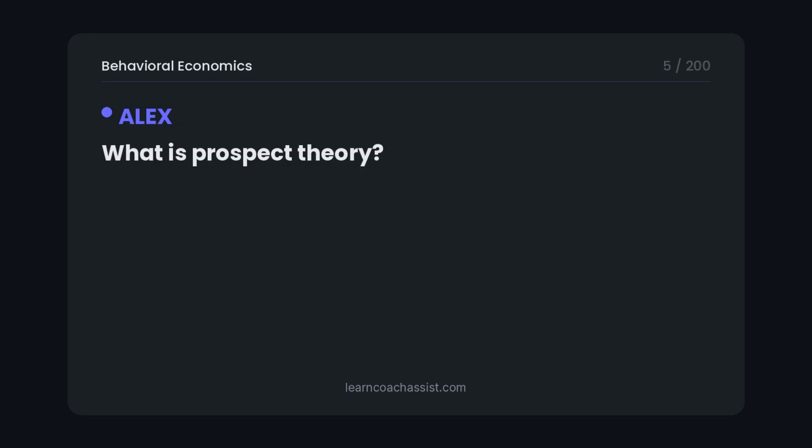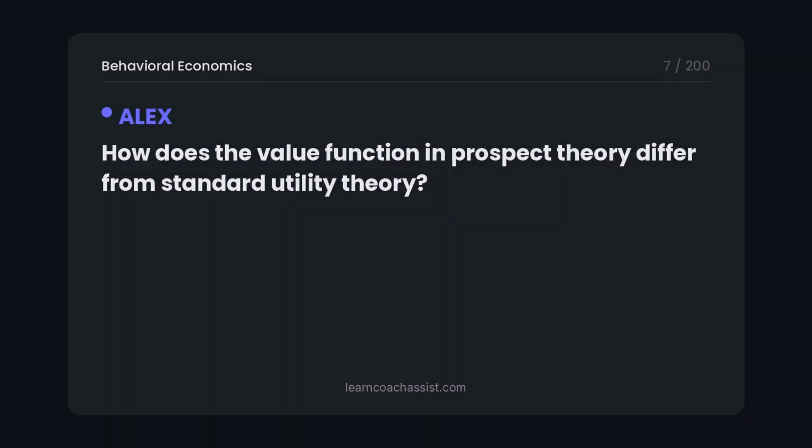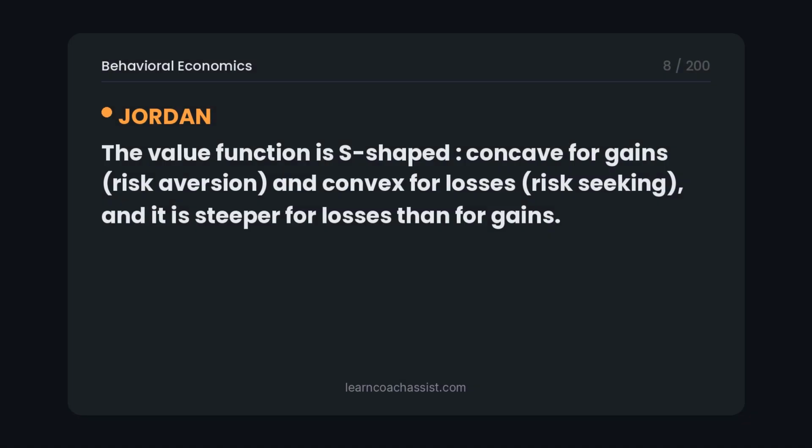What is prospect theory? A theory developed by Kahneman and Tversky, 1979, stating that people evaluate outcomes relative to a reference point and are more sensitive to losses than to equivalent gains. How does the value function in prospect theory differ from standard utility theory? The value function is S-shaped, concave for gains (risk aversion) and convex for losses (risk-seeking), and it is steeper for losses than for gains.